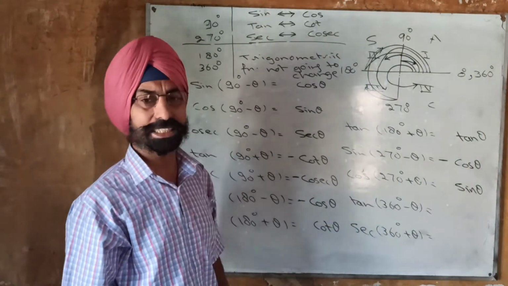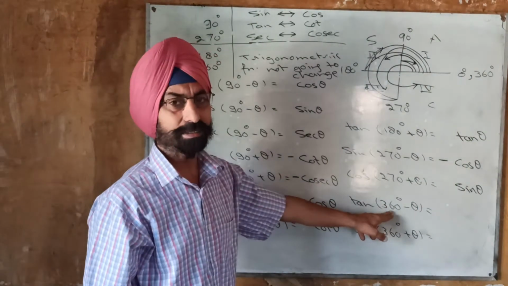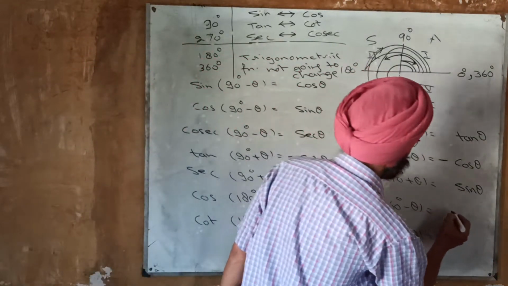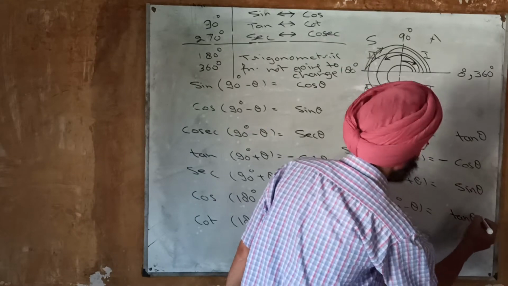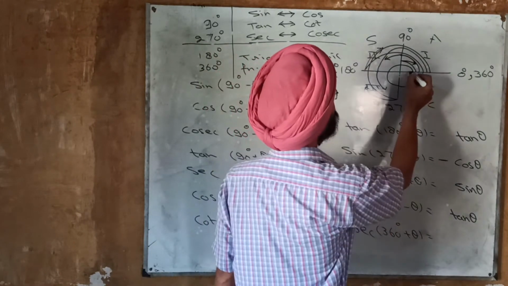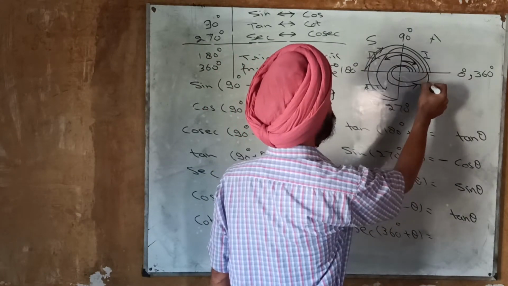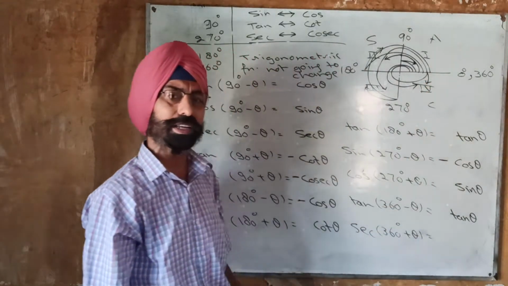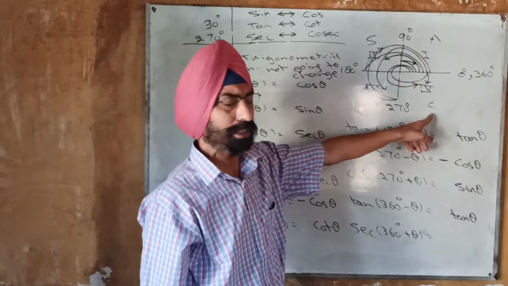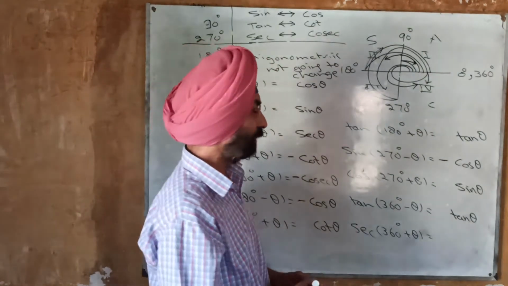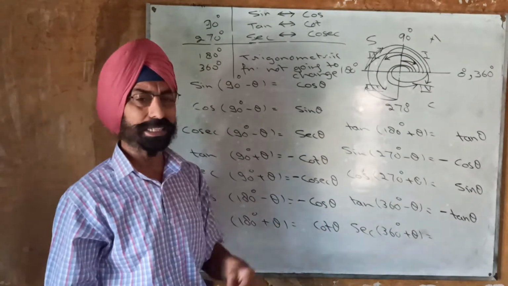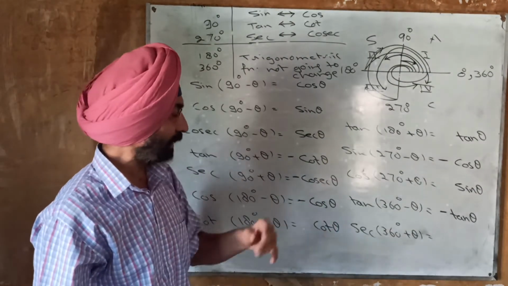Now tan 360 minus theta, case of 360. 360, no change, so tan will remain tan. So you will get here tan theta. And now we'll talk about the sign, plus or minus. 360 minus theta will take you back into the fourth quadrant, and in fourth quadrant only cos and its reciprocal secant are positive, and your function is tan, so you will have to put here a negative sign. So tan 360 minus theta is minus tan theta.